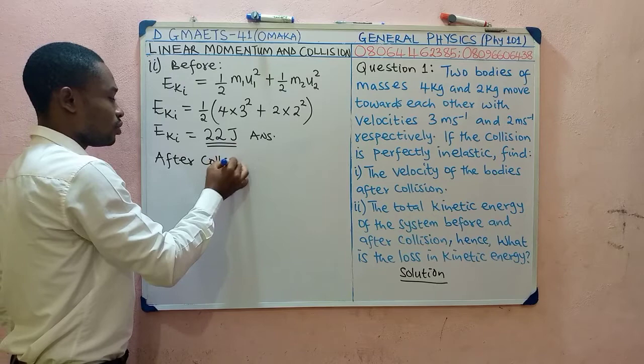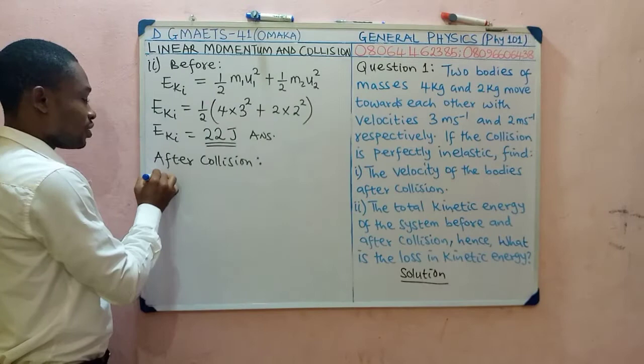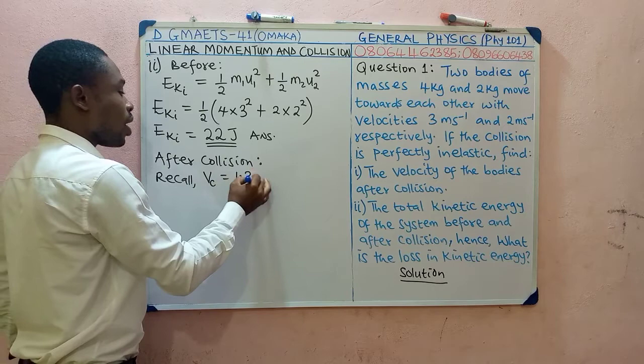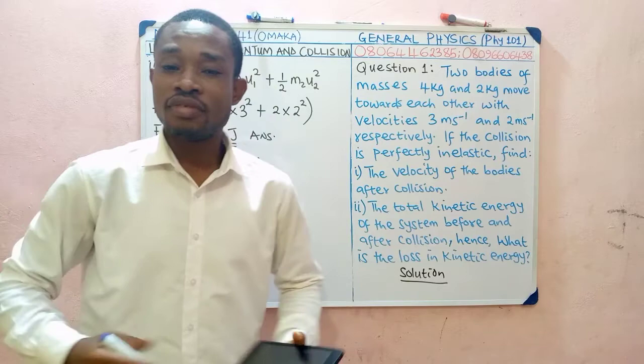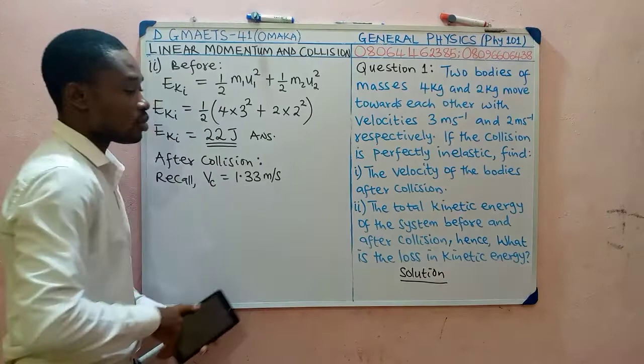After collision, what is going to happen? Remember that after collision, we had their common velocities from the first part of the question. So I'm going to write that. Recall, VC is equal to, we calculated it to be 1.33 meter per second. That is the velocity after these masses have collided. This is a perfectly inelastic collision. So after they collided, they stuck and moved with common velocity, whose value we got to be 1.33.